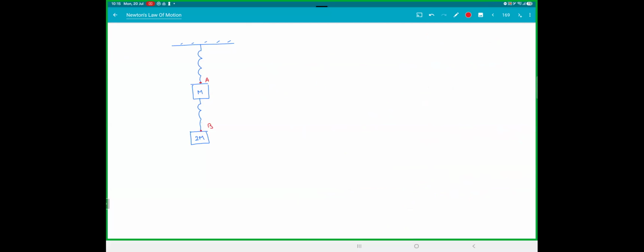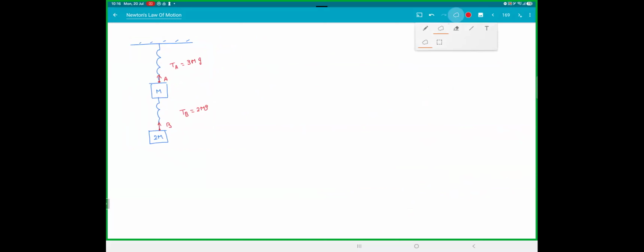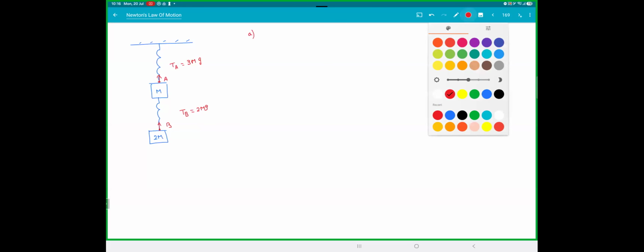So you can clearly see here, the tension at B is only balancing 2 mg. This is tension at A, which is balancing the total weight 3 mg. I hope that was clear, right? The upper spring is balancing 2 blocks and the lower spring is balancing 1 block. Then the first part, you're cutting at A.